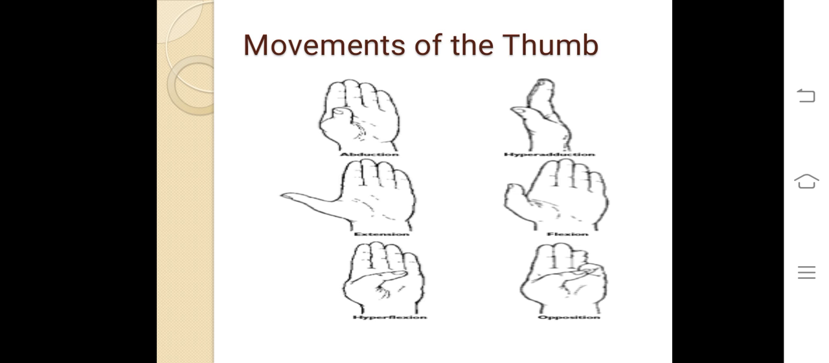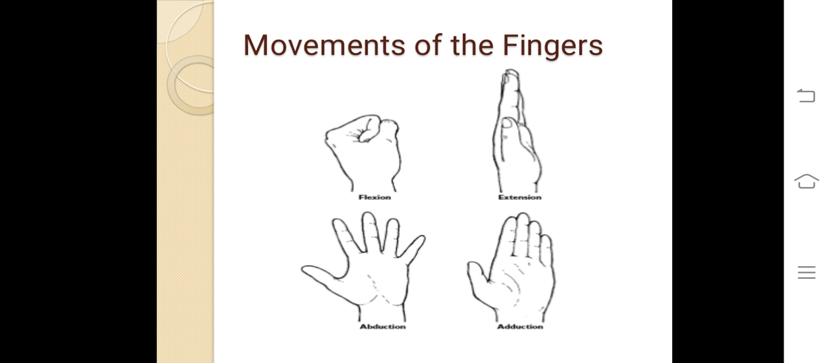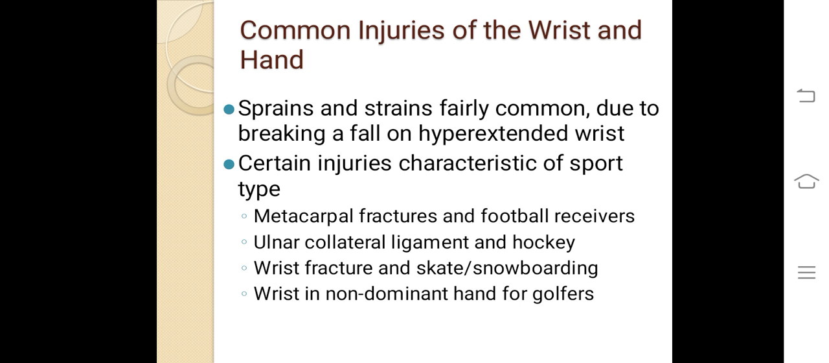These are the movements of the thumb, movements of the fingers. Now, common injuries of the wrist and hand. Sprain and strain of the wrist are fairly common due to breaking a fall on a hyperextended wrist joint. Wrist sprains or strains are fairly common, and occasionally dislocation of the carpal bone or the distal radius occurs.